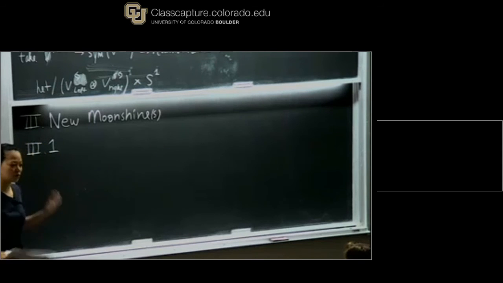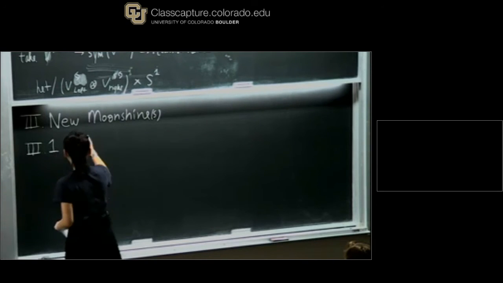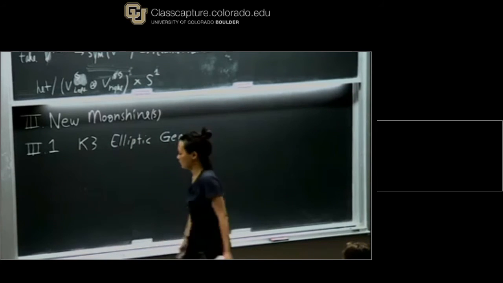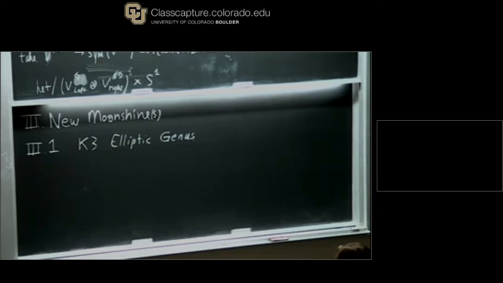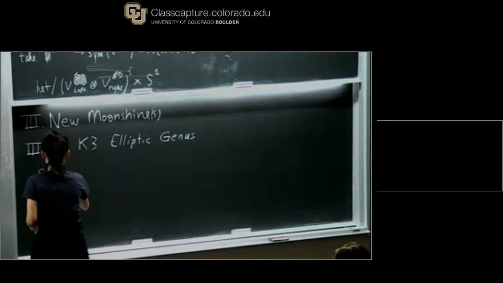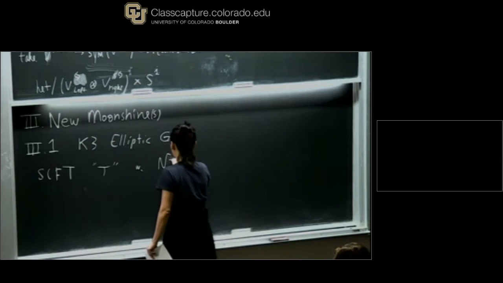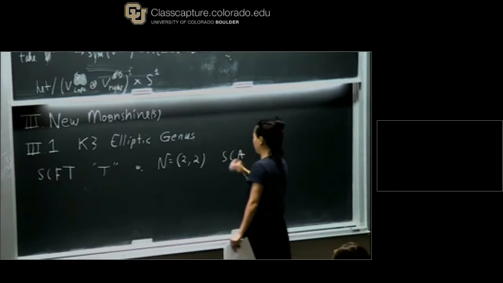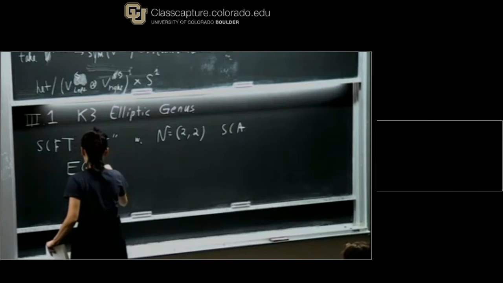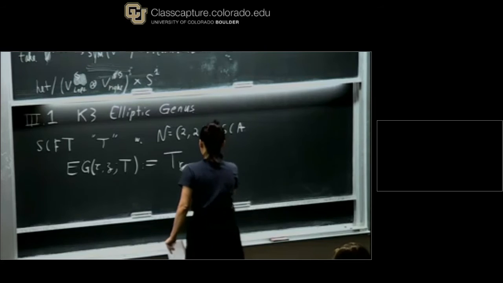Now the goal for the rest of the lecture is to give you an idea about what's going on with the new moonshine. Okay? And first, the thing one has to introduce is the so-called elliptic genus of what we have mentioned yesterday, the K3 surfaces. So for a superconformal field theory, let's call it T, with N=(2,2) superconformal symmetry, we define an elliptic genus of such a theory to be the following trace over the Ramond-Ramond Hilbert space.